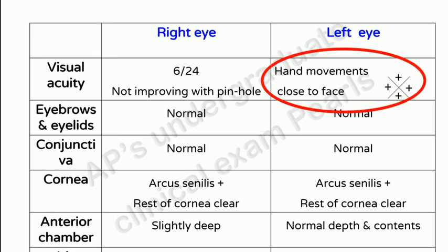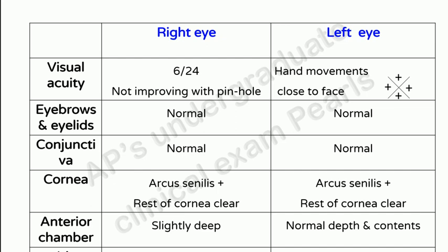I would like to draw your attention to this point. Whenever the vision is hand movements or perception of light, projection of rays has to be tested for. I notice that many students do not look for projection of rays when the vision is hand movements, so please make sure that it is done.